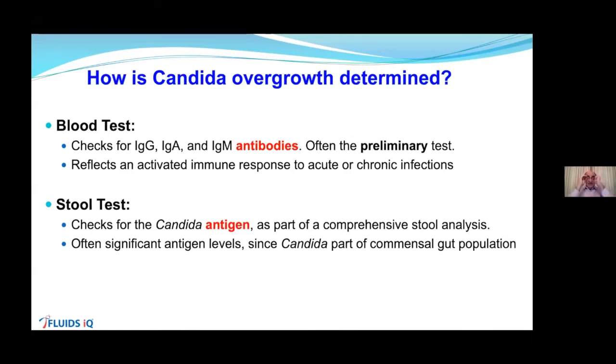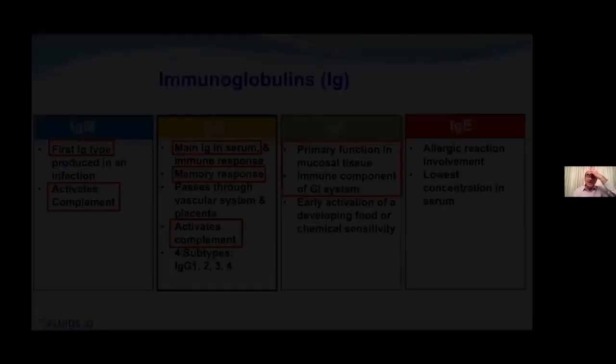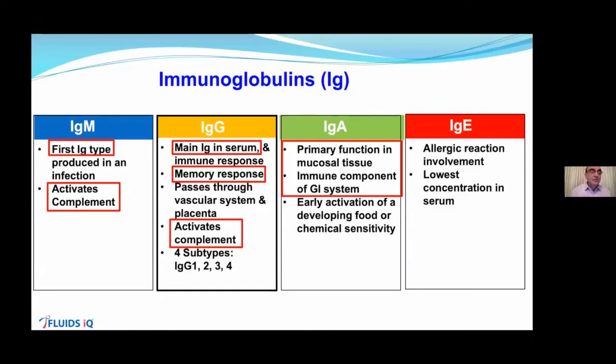The stool test actually checks for the antigen, the Candida antigen, and it is most often a part of a comprehensive stool analysis. And you will see it when there is a significant antigenic level of Candida. What you do need to remember is that there are three immunoglobulins that respond. IgM, which is the first one, it's the first immunoglobulin that is going to respond, and it activates another pathway, which is called the complement pathway, which will produce a very robust immune response.